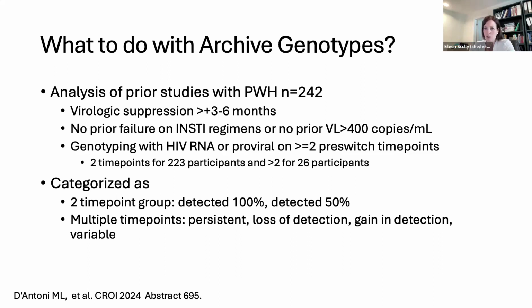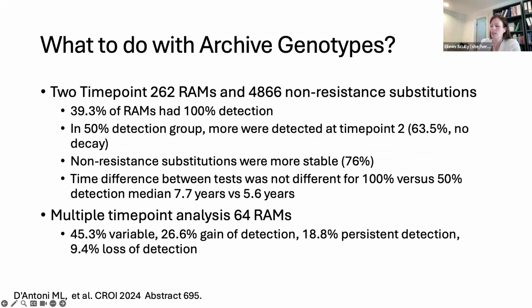And then for the multiple time points, they characterize it as persistent, as loss of detection, so you observe it and then you don't observe it, or as gain of detection, or just variable over the course of many proviral genotypes. And so what they found was that the 2 time point, they had 262 resistance-associated mutations and 4,000 non-resistant substitutions. So they were trying to use these as a control to say, like, okay, these are other polymorphisms in the virus. How consistently can we detect those that shouldn't necessarily feel pressure from drug?